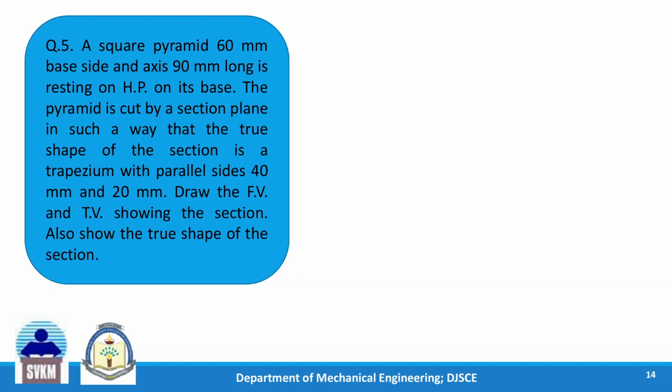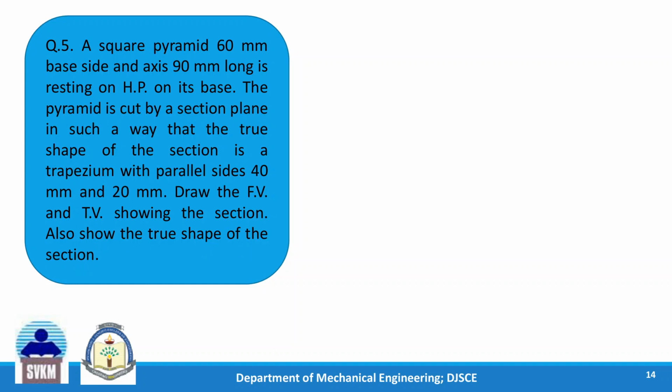Let us see this one: a square pyramid, 60 mm base side and axis 90 mm long, is resting on HP on its base. Okay, the solid is resting on HP on its base. The pyramid is cut by a section plane in such a way that the true shape of the section is a trapezium with parallel sides 40 mm and 20 mm. Draw the front view and top view showing the section. Also show the true shape of this section.